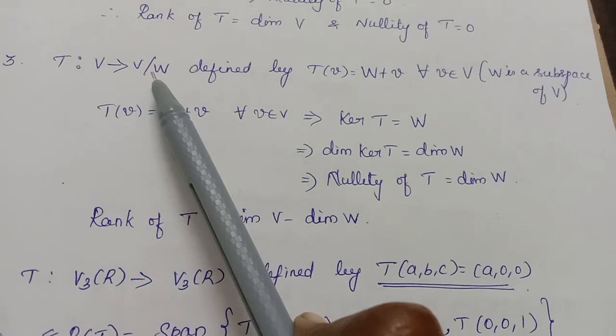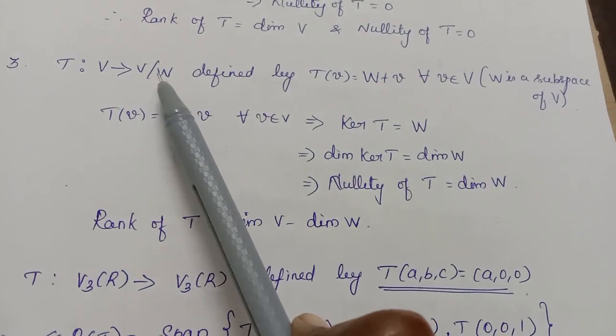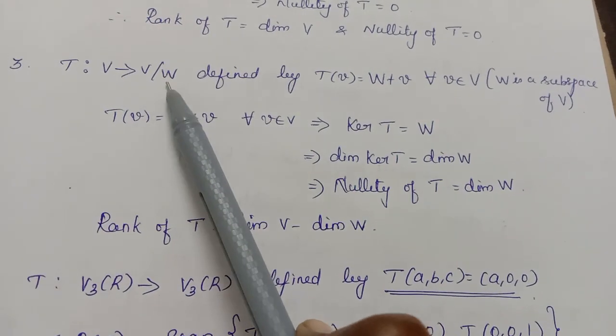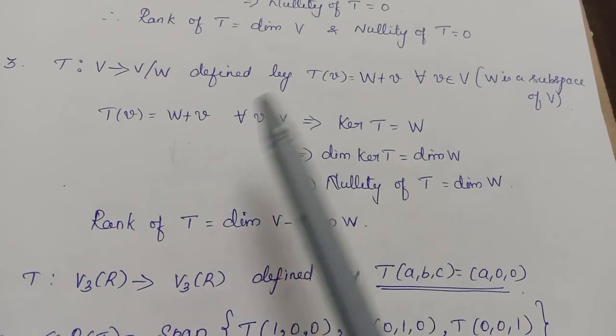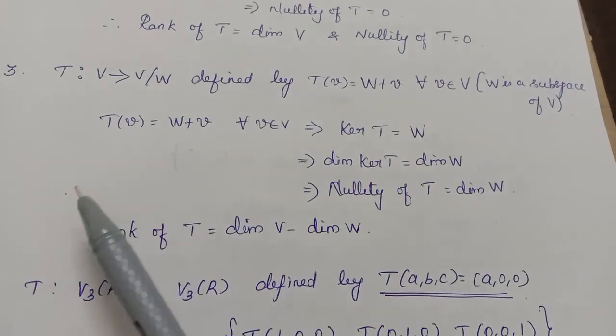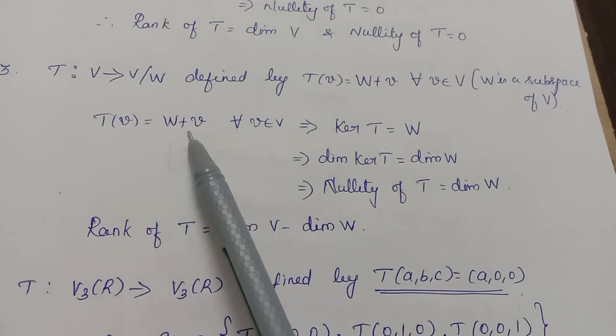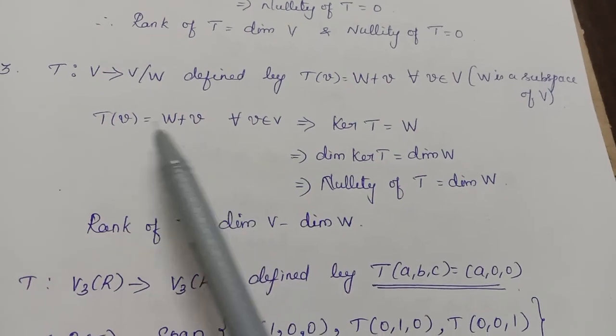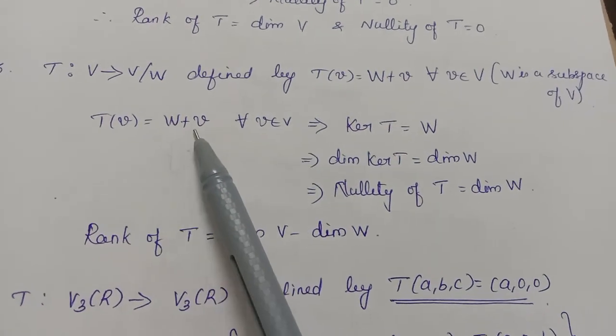Okay. Quotient space means what? V is a vector space and W is a subspace, and all the elements of V by W will take the form W plus v. Okay. Right. Now let's find. See, T of v they have given, no, W plus v. T of v equal to W plus v.